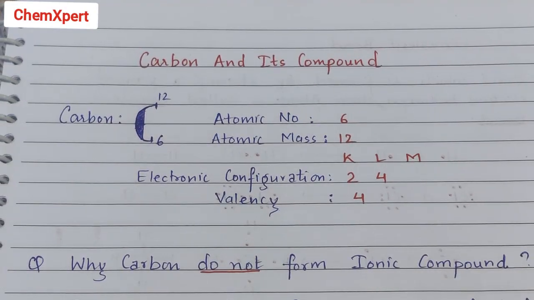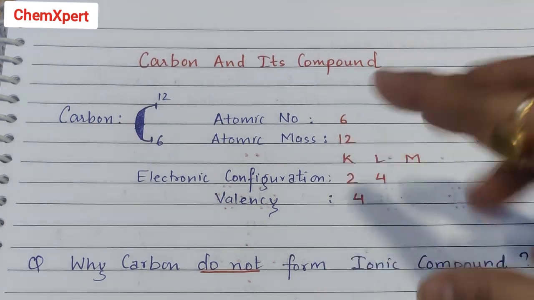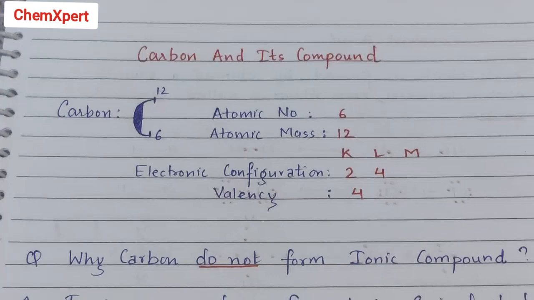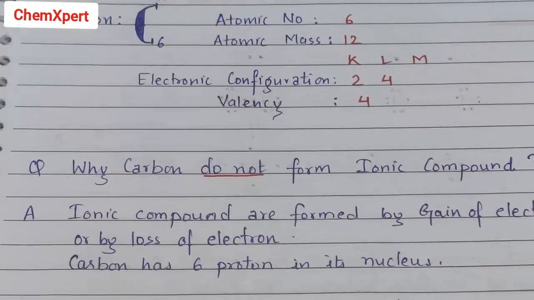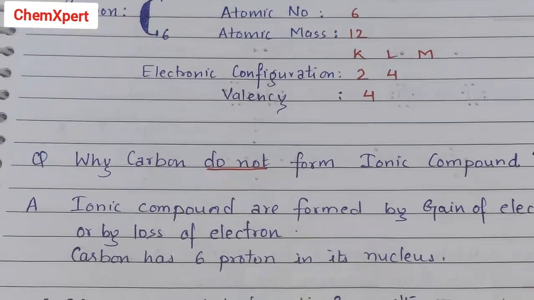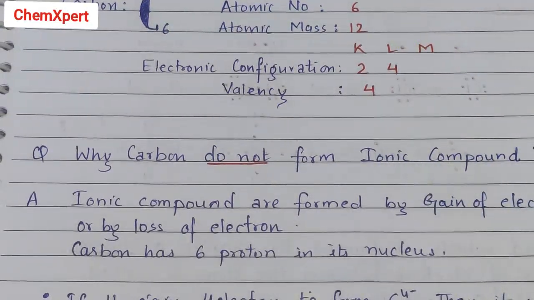So first of all you must learn what are ionic compounds. Those compounds which are formed by transfer of electrons, that is by a gain or a loss of electrons, are known as ionic compounds. Carbon has 6 protons, as we have discussed that the atomic number of carbon is 6, and carbon has 6 protons in its nucleus.